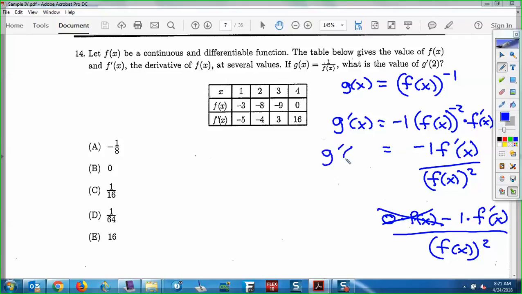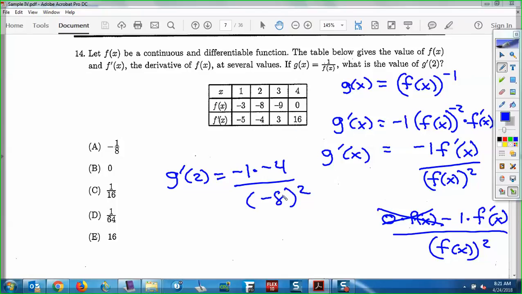All right, so that's g prime of x, so therefore g prime of 2, we would just put a 2 there and a 2 there. So f prime of 2 would be -4, so that'd be -1 times -4. And then this would be f of 2 squared. F of 2 is -8. So 4 over 64 would be 1/4. That's not right. No, that's not 1/4. That's 1/16. That was all good until I tried to reduce a fraction. Pretty good at calculus. Can't do fractions. Okay, 1/16.